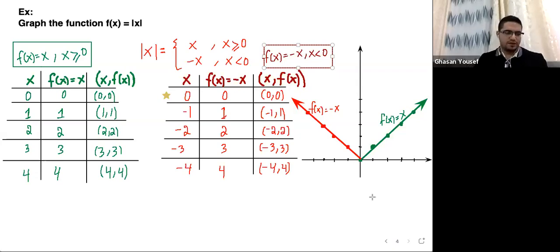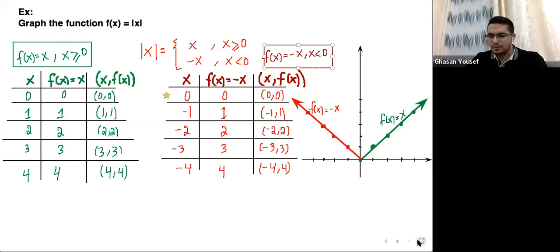Okay, so now let's go to the vertical line test. Now we're going to learn a test. This test helps me show whether the graph or the curve is defined to be a function or is not defined to be a function. It's called the vertical line test.